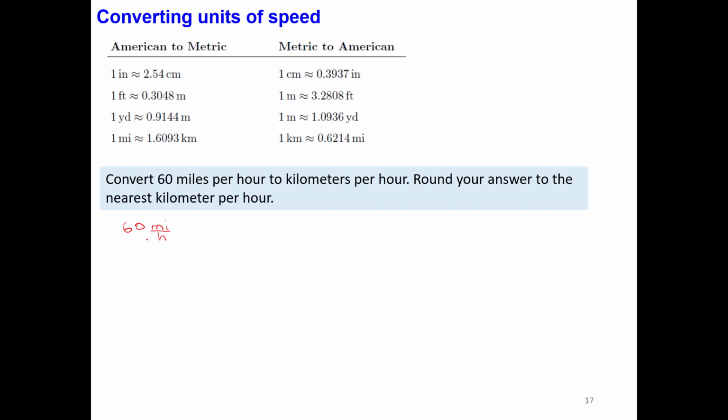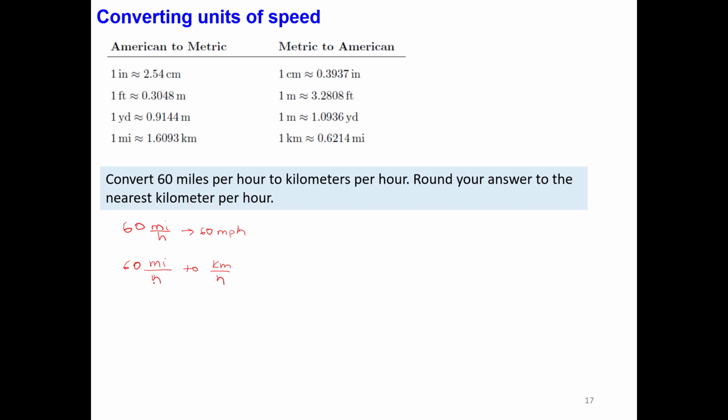Remember, we can write this one in this way, or we can write it this way, the same thing. We have 60 miles per hour. These two are the same. They are two different notations to write miles per hour. And we want to convert 60 miles per hour to kilometers per hour.